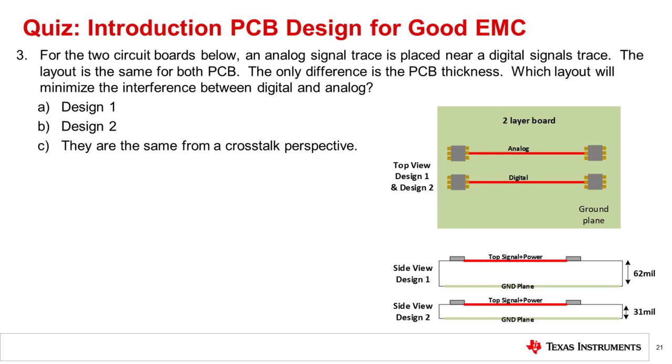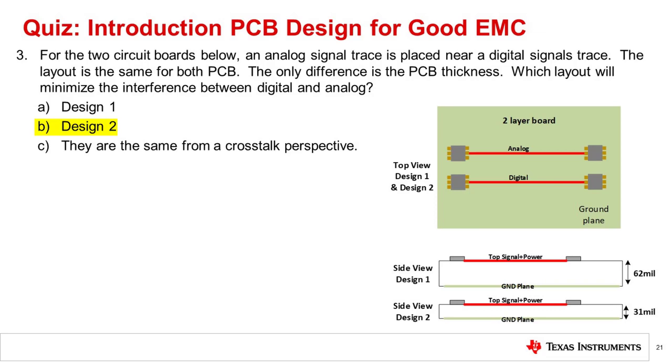Question 3. For the two circuit boards shown, an analog signal trace is placed near a digital signal trace. The layout is the same for both PCBs. The only difference is the PCB thickness. Which layout will minimize the interference between the digital and the analog? The correct answer is B, design 2. The thick dielectric provides room for the return current to spread out.